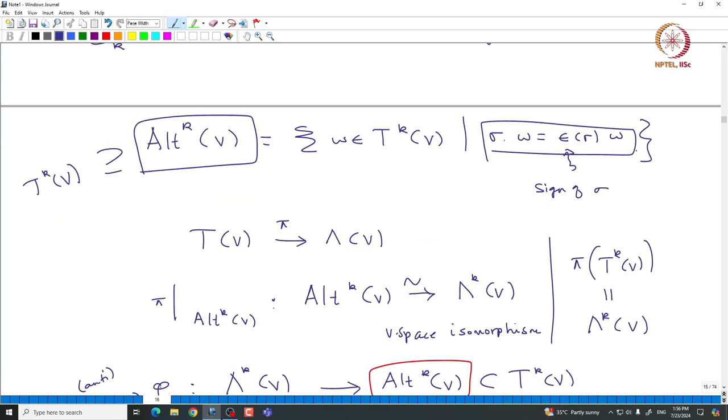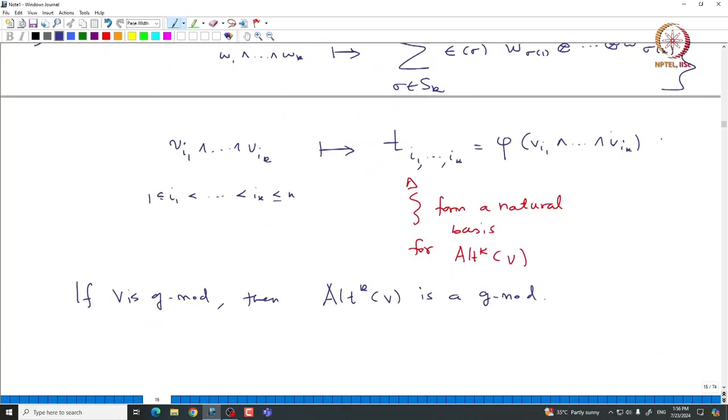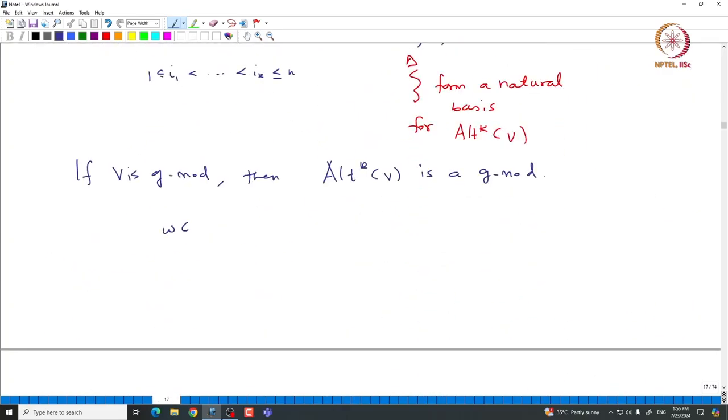Now from this equation you can see that if I take some element w in Alt^k(V), and x in G, and sigma in S_k, then we want to prove that x w must be inside Alt^k(V), so let us apply sigma on x w.